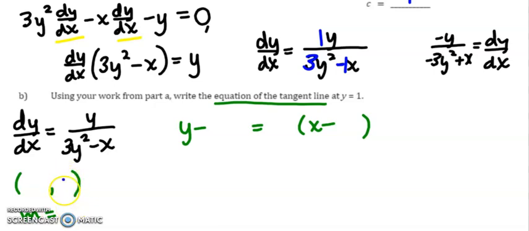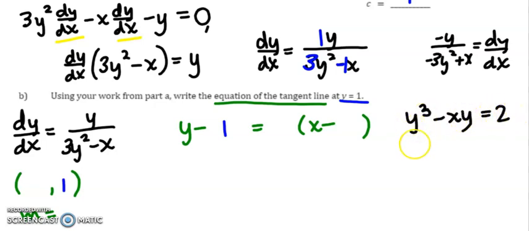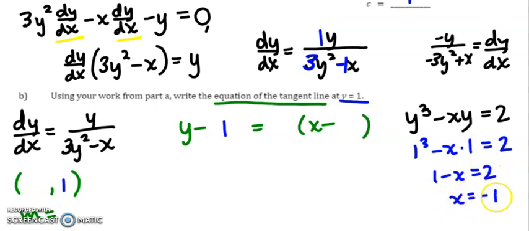Well, my point, I know the y value is supposed to be 1, so I can put a 1 there. How do I get an x value? Well, anytime we need the missing coordinates on our function, in this case our relation, we just go back to our original curve. So I'm going to plug in 1 cubed minus x times 1 is equal to 2. 1 minus x is equal to 2, which means that x is equal to -1.